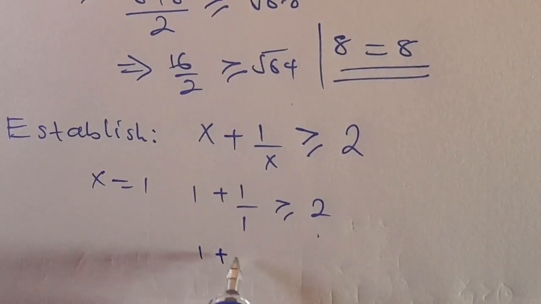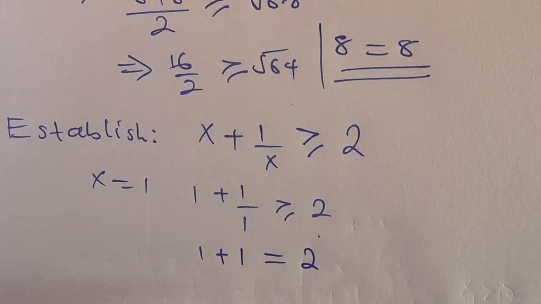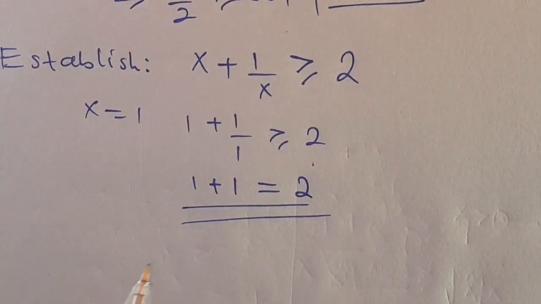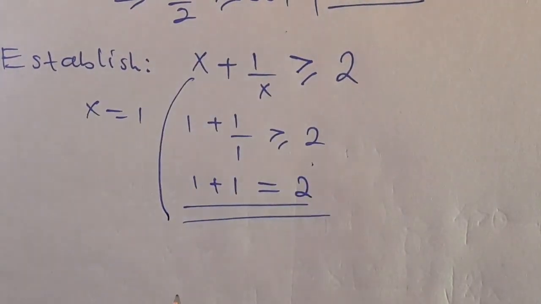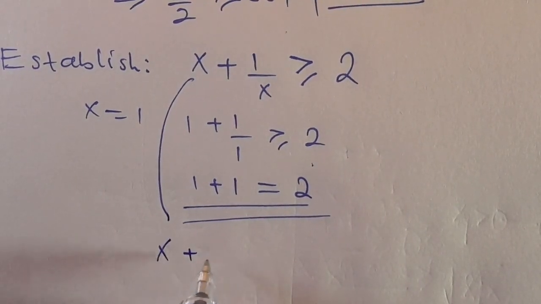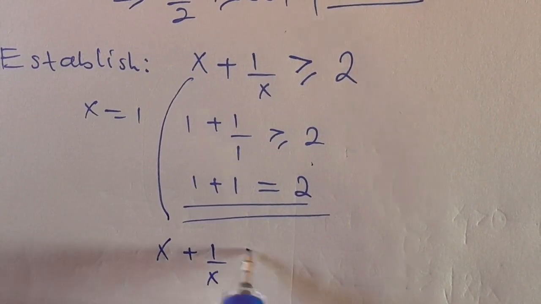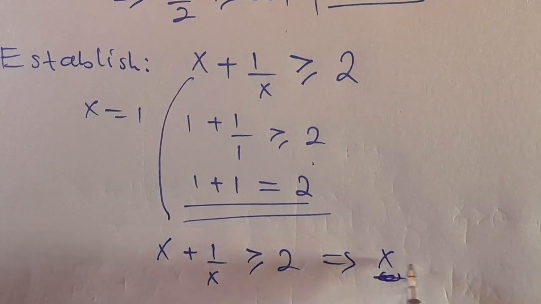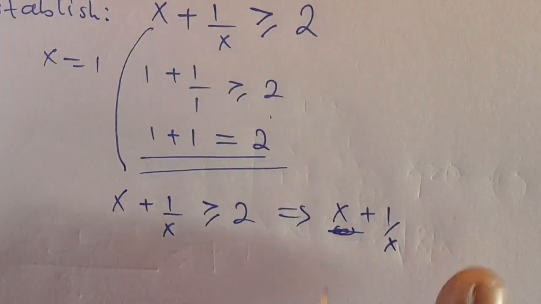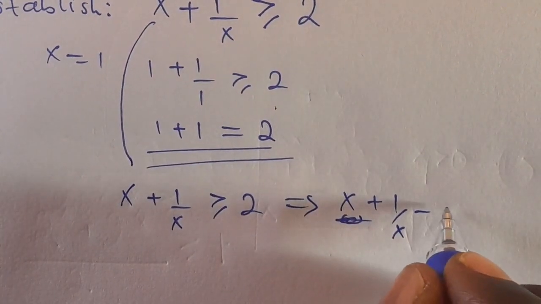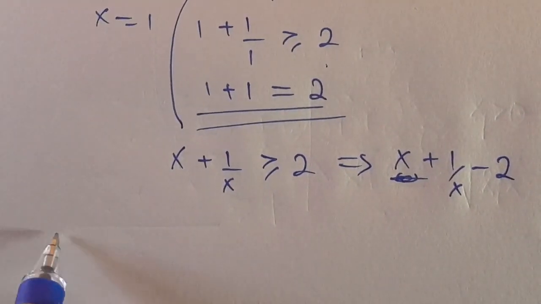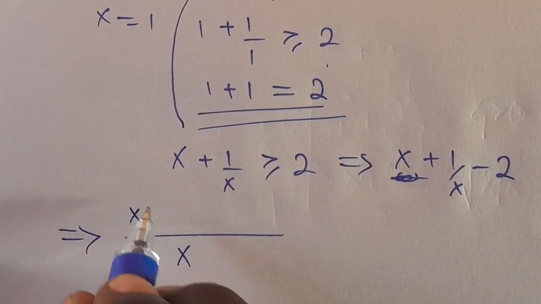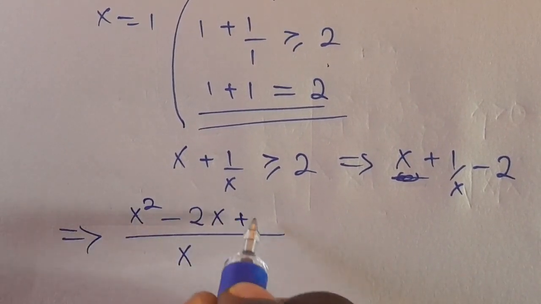We have 1 plus 1 equals 2. Now, this is true. Again, recall that x plus 1 divided by x is greater than or equal to 2. So from here, when you now take x plus 1 divided by x minus 2, let's see what will happen. By finding the LCM, we have x squared minus 2x plus 1, over x.